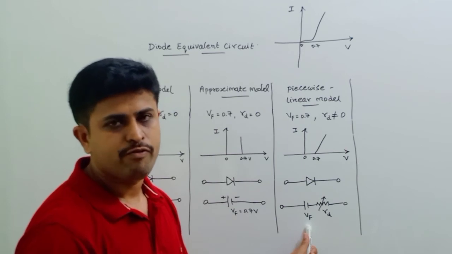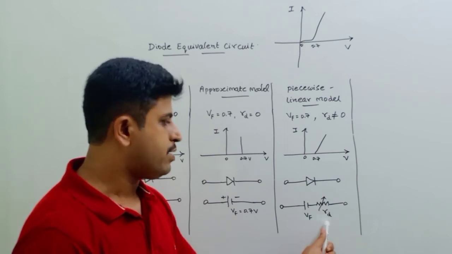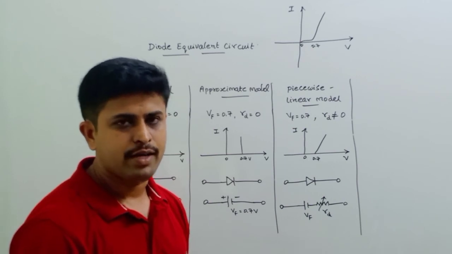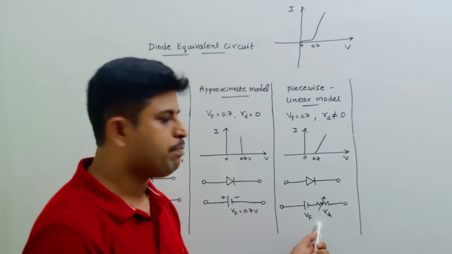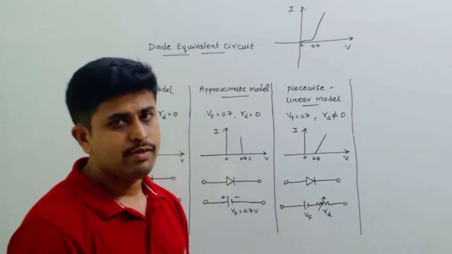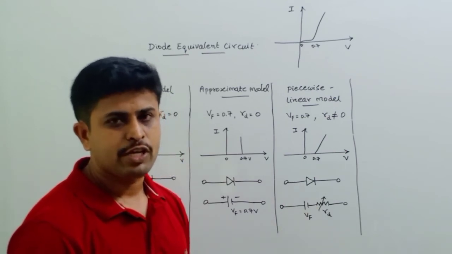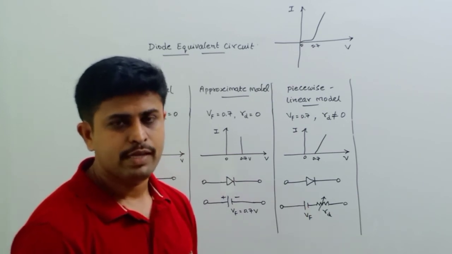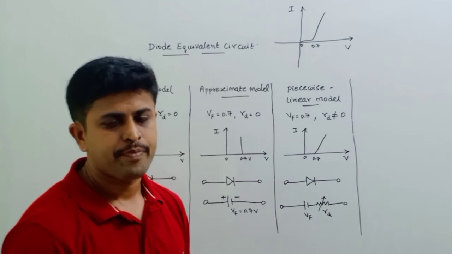So if you replace the diode with this equivalent model, then we have to replace the diode with a battery of voltage Vf and a series resistance, variable resistance Rd, so that it completes the behavior of this diode, which is the equivalent circuit for the diode according to piecewise linear model.